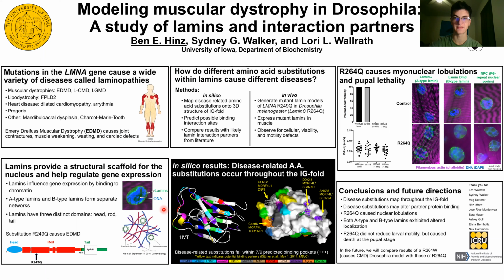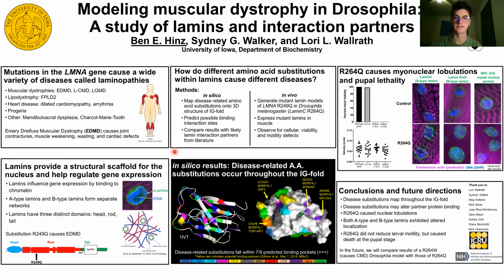There are two types of lamins, A-type and B-type, which form separate networks. Lastly, lamins have three distinct domains: the head, rod, and tail, which contains an IG-like fold. We will be focusing on substitution R249Q, which causes Emery-Dreifuss muscular dystrophy and is located in the rod domain.